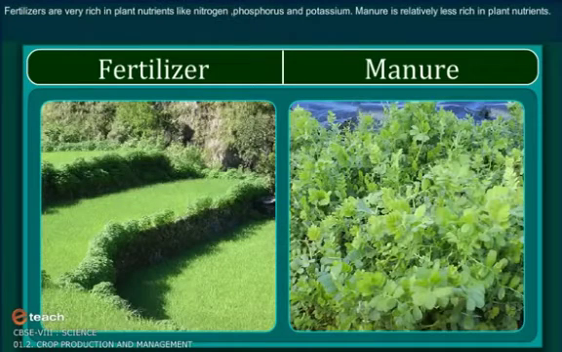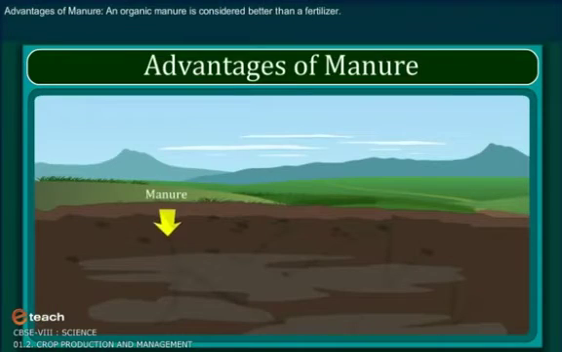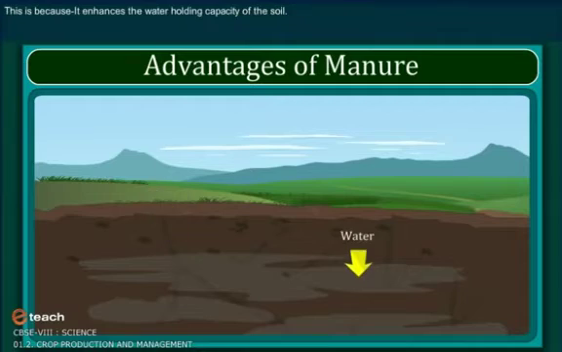Fertilizers are very rich in plant nutrients like nitrogen, phosphorus, and potassium. Manure is relatively less rich in plant nutrients. Advantages of manure. An organic manure is considered better than fertilizers.